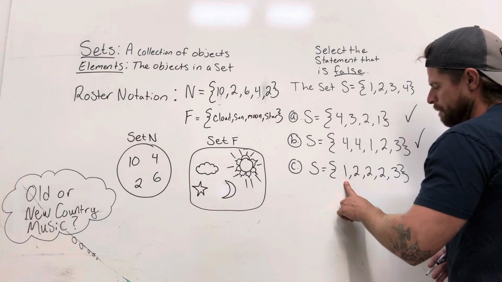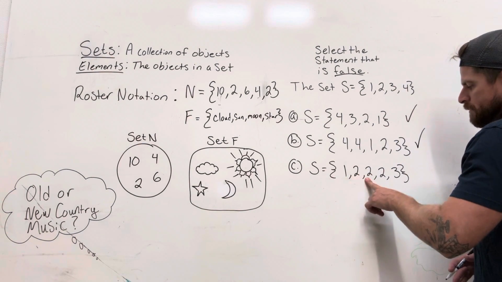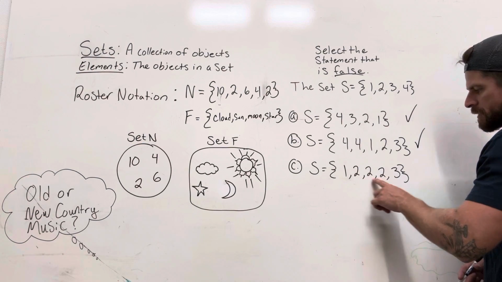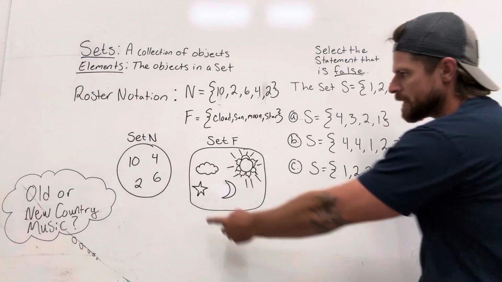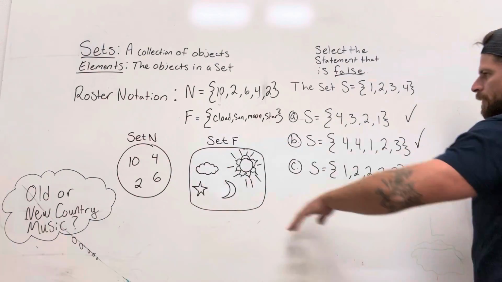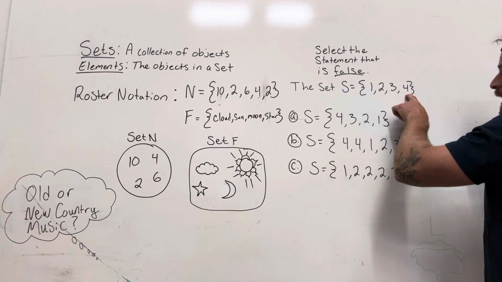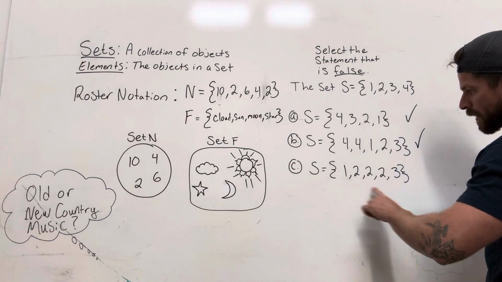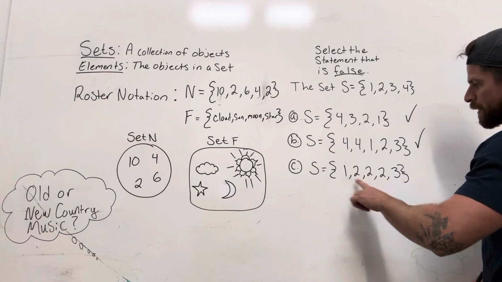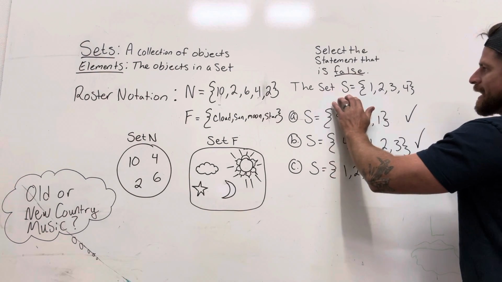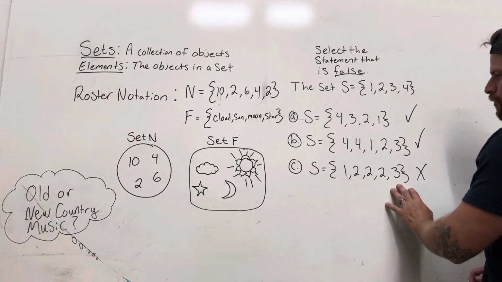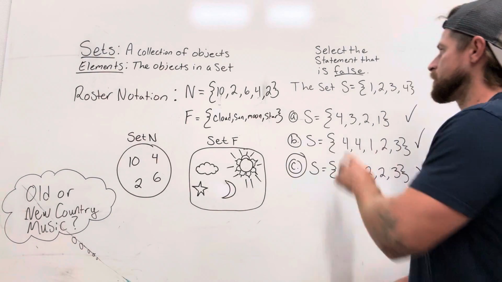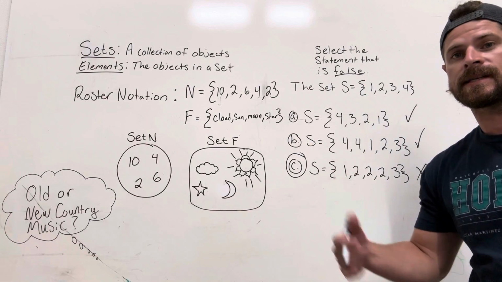So we've got 1, we've got 2, 2 pops up 3 times, which we've already confirmed is okay. We've got 3, but what are we missing here? We're missing 4. Remember, in set S, we have a 4. If we don't show a 4 in this set, we are not clearly stating set S because we are missing one of the values needed. So this one is not true, meaning C would be your answer for the false statement in this given problem.